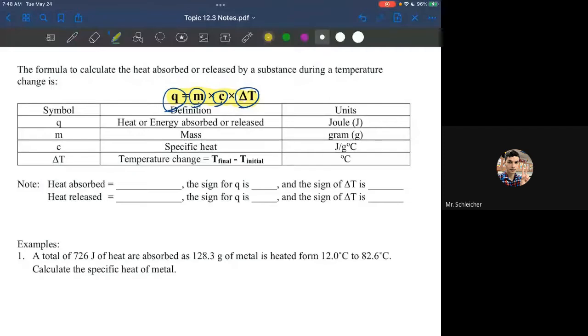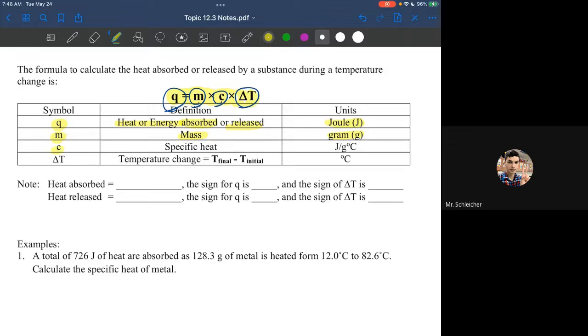So Q should be a new concept to y'all. We didn't really talk about it yet, but Q is just a symbol that stands for heat or energy that might be absorbed or released. Whenever we're talking about things that are absorbed or released, I want you to remember, oh, endothermic means when energy is absorbed, and exothermic means that energy is released. Q, since it's energy, is measured in joules, capital J. Lowercase m stands for mass, measured in grams here. The lowercase g is an abbreviation.